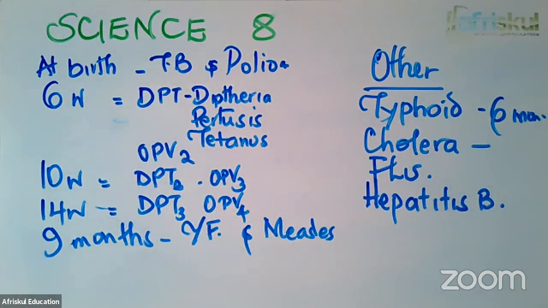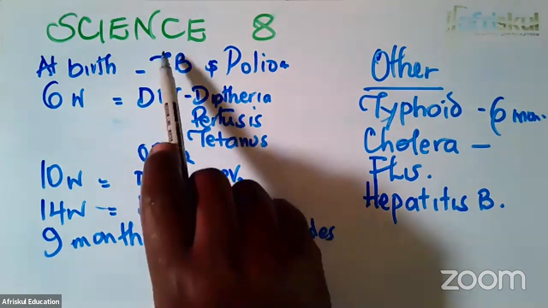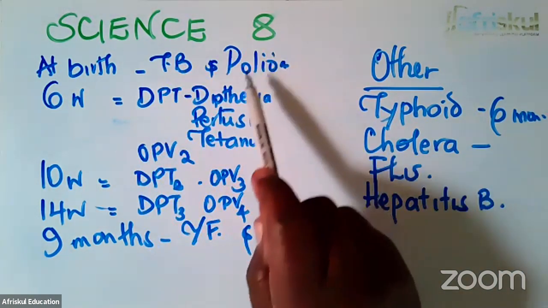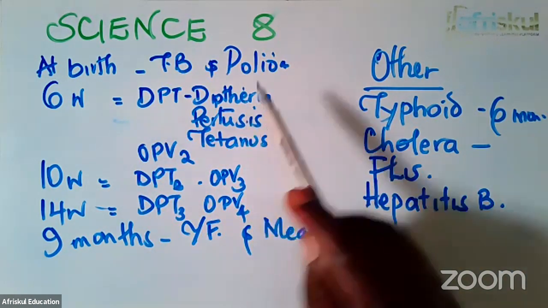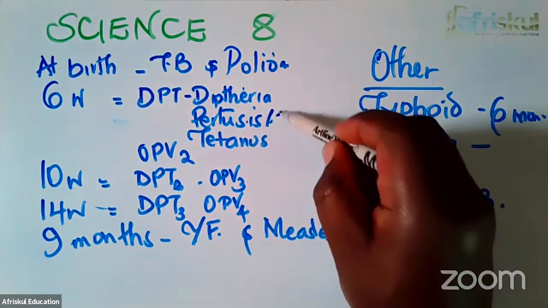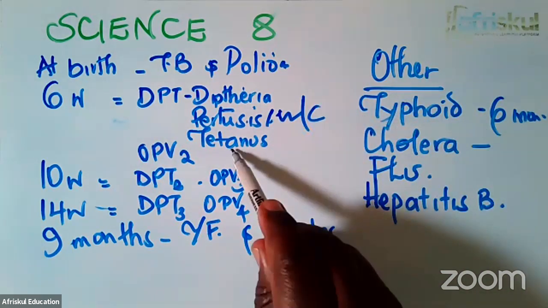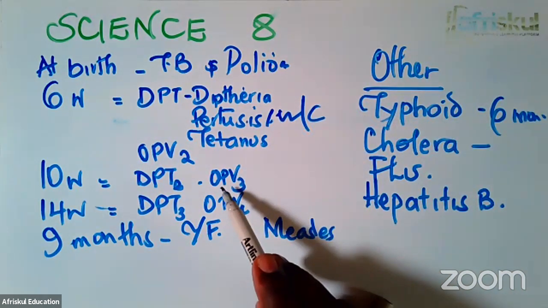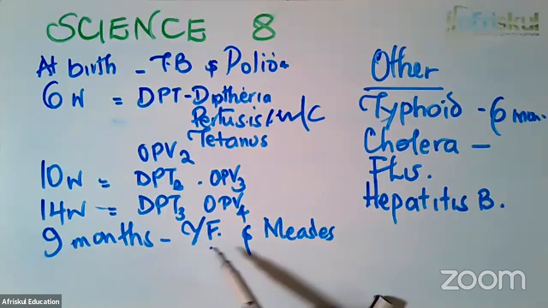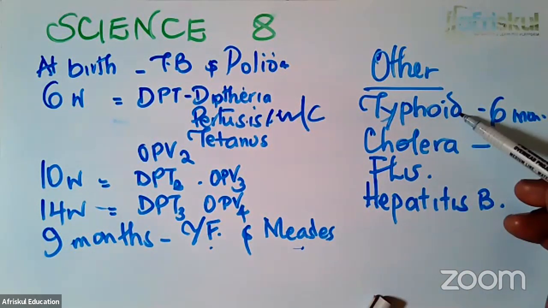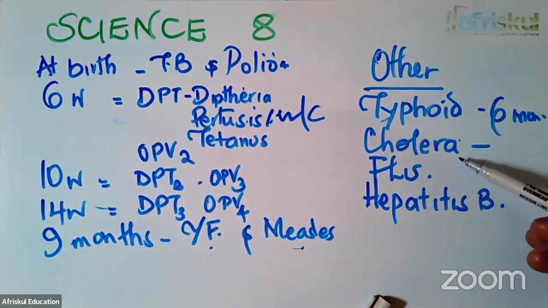Remember the mnemonic that you used in class 7, class 6? Make sure you get all those diseases. You have tuberculosis, polio, diphtheria, pertussis, also known as whooping cough. We have tetanus. We have yellow fever. We have measles, typhoid, cholera, flu, and hepatitis B. Those are the immunizable diseases. I want us to go to our next question.